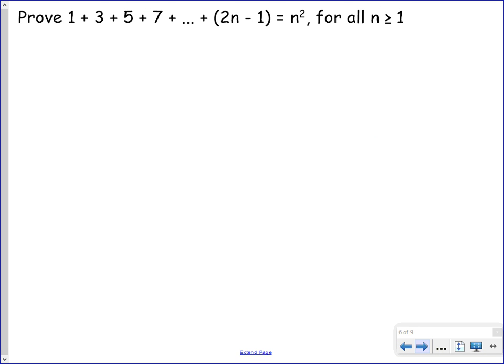Here's our first example. We're going to be asked to prove 1 plus 3 plus 5 plus 7, and so on and so on, plus 2n minus 1 is equal to n squared for all n greater than or equal to 1.